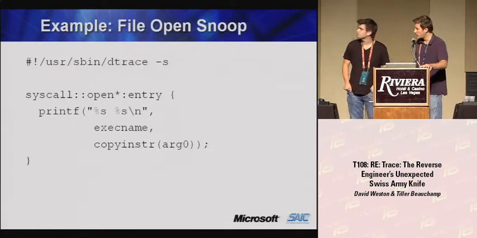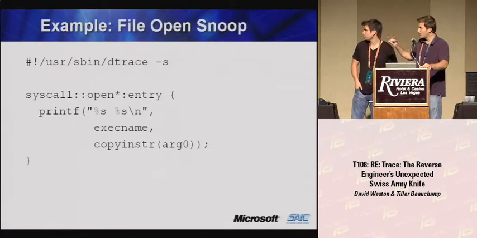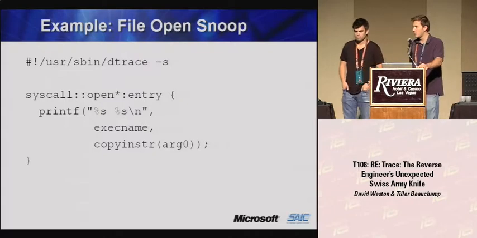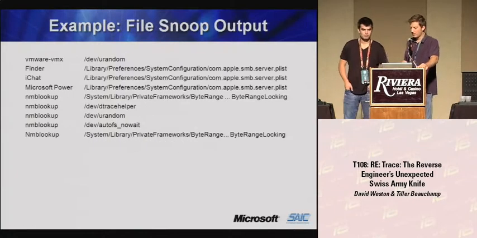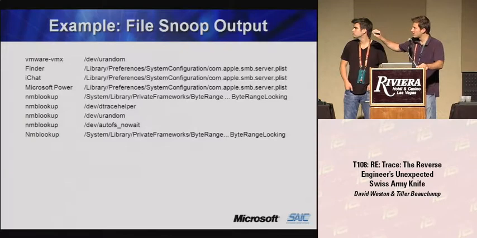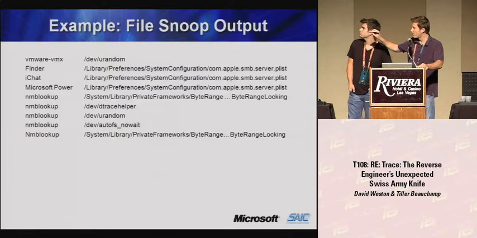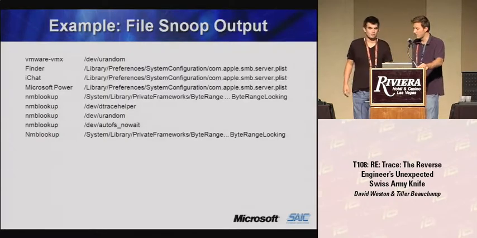Here's another example. This shows a small DTrace script that hooks every open syscall function at the entry point, and then simply prints out the executable name and the first parameter of that function, which will be the file that was opened. So output from this might look like this. It shows Finder opening a plist file, VMware opening dev urandom, and so on. So these configuration files and these resource files are being opened by these different applications.